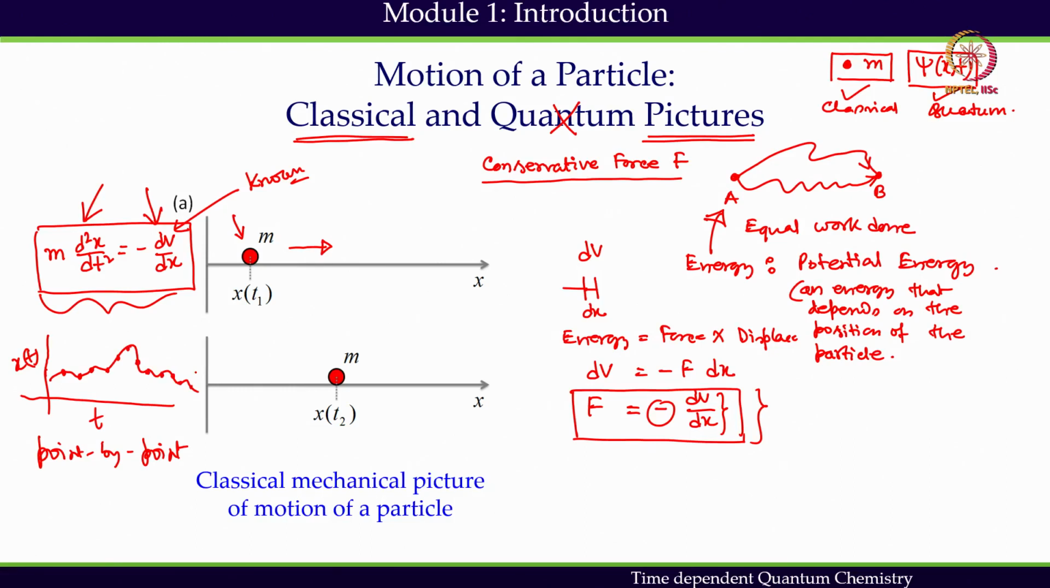And the moment it is known, I will be able to find out the position, so I will be able to find out velocity, which is nothing but dx/dt. I will be able to know momentum, which is p equals mv, and kinetic energy. Every experimental observable is now known because its position at different times is known. Our classical or local notion of motion of a particle is depicted in this figure.